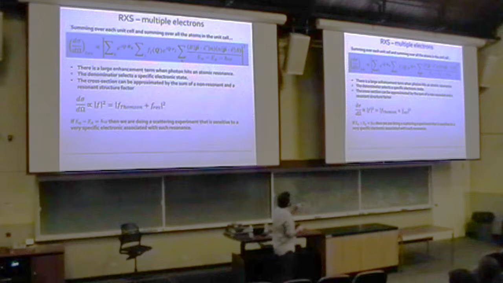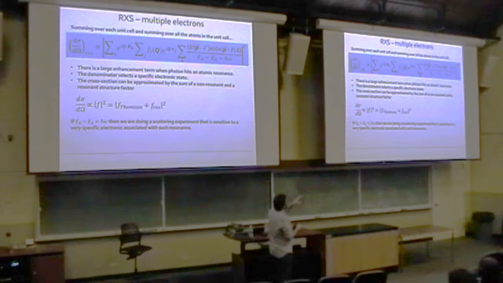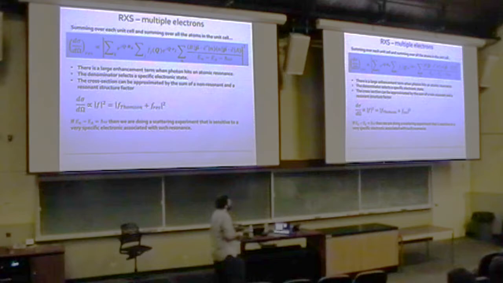I should mention though that there are plenty of things that can happen because of these, let's call them the Thomson form factor and the resonant X-ray form factor. Once you put all those form factors in, it's not the summation of the magnitudes of both. There's actually an interference between them, and so there's that additional complication that I'm not going to go into.